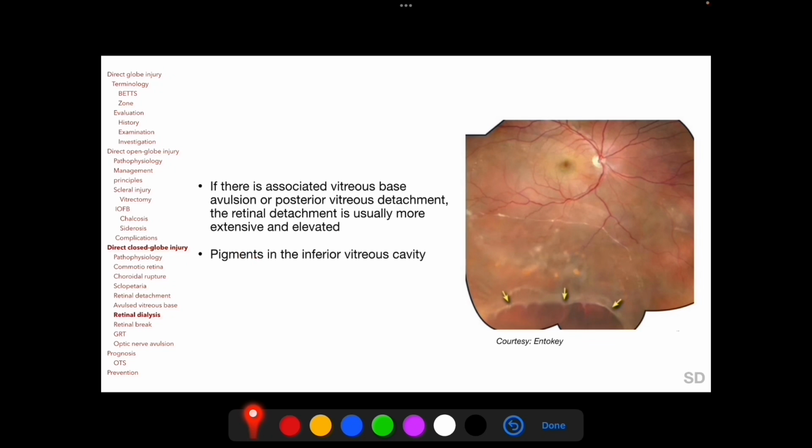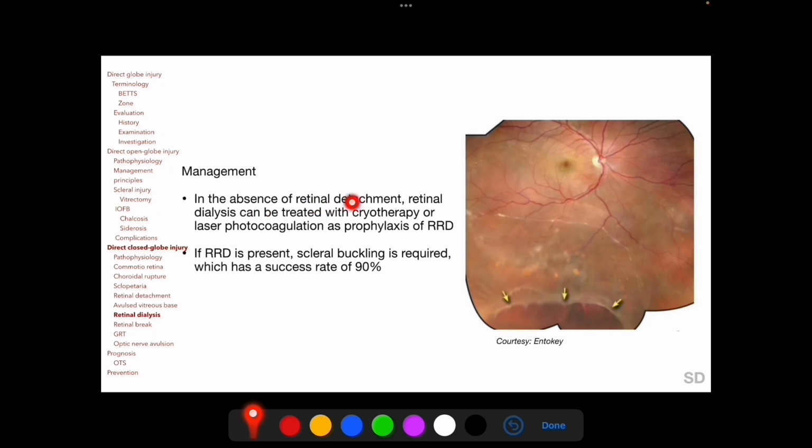Pigments may be found in the inferior vitreous cavity in an eye with a retinal dialysis. In the absence of retinal detachment, retinal dialysis can be treated either with cryotherapy or laser photocoagulation as prophylaxis of rhegmatogenous retinal detachment. But if rhegmatogenous retinal detachment is present, scleral buckling is required, which has a success rate of 90% in eyes with retinal dialysis.